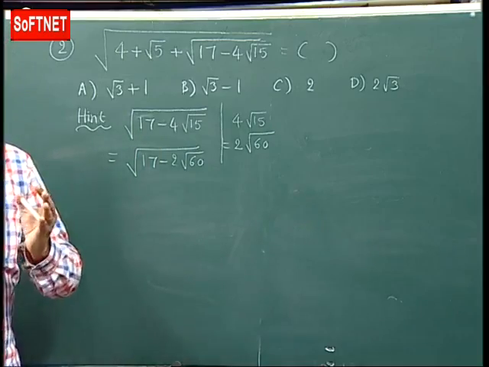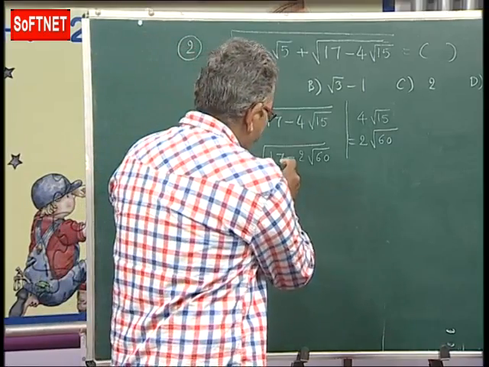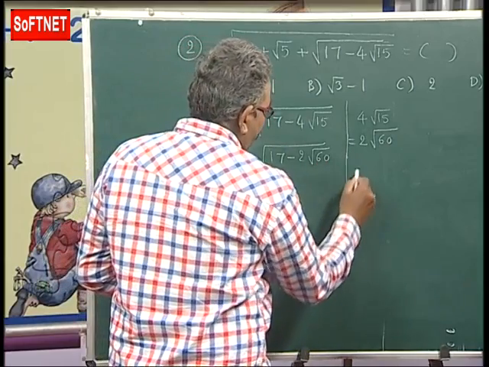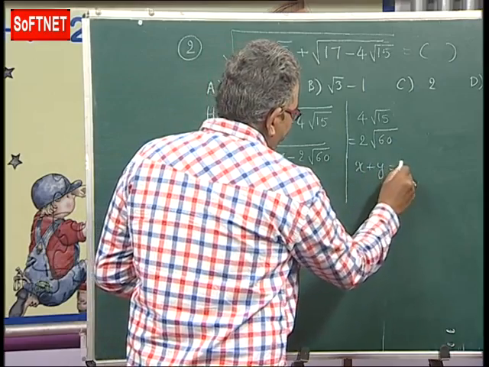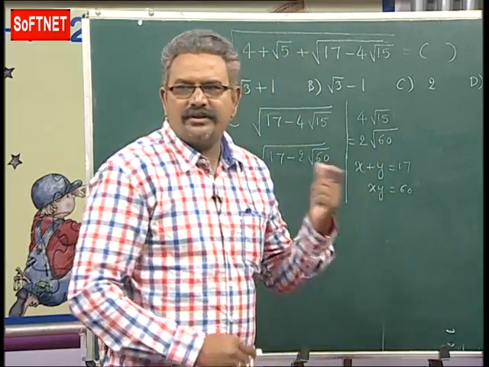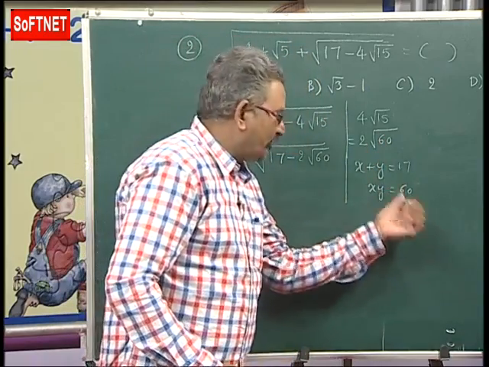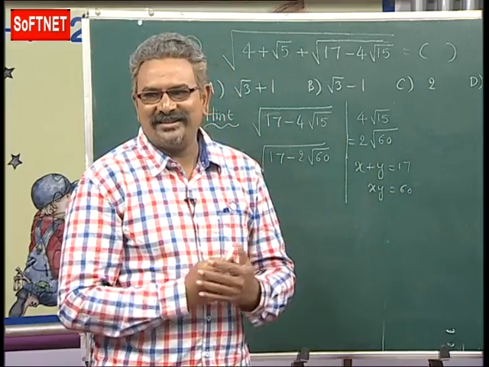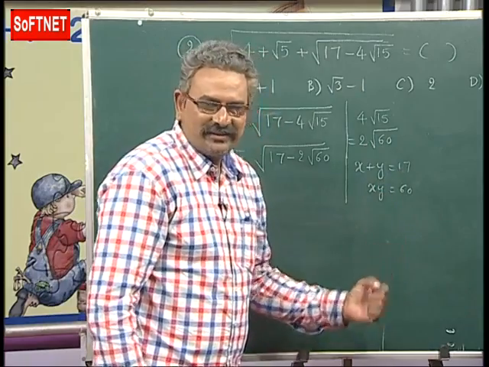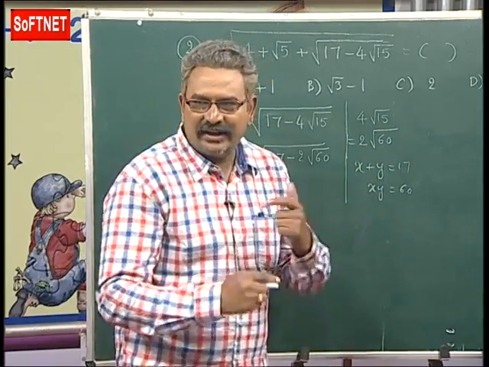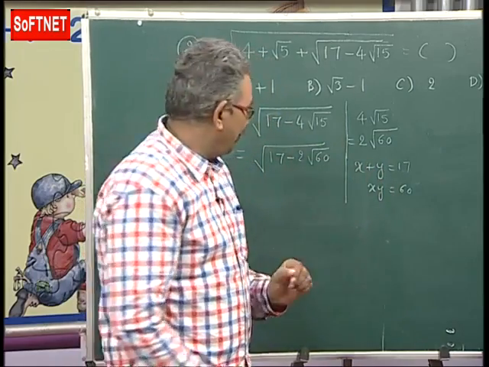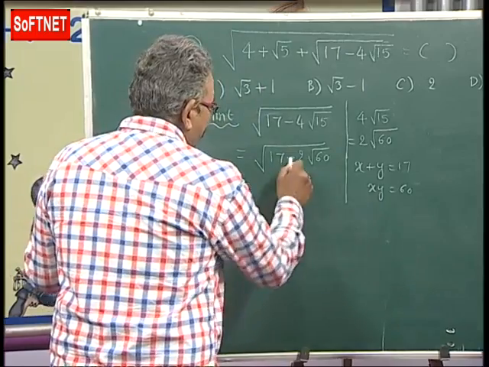Now we have to check for x plus y equal to 17 and xy equal to 60. See, x plus y is equal to 17, xy is equal to 60. The sum of two numbers is 17, whose product is 60. What are such numbers? They are nothing but 12 plus 5, 12 into 5. Am I correct? So I need not write it again: x value is 12, y value is 5. Okay, so the answer is root x minus root y.